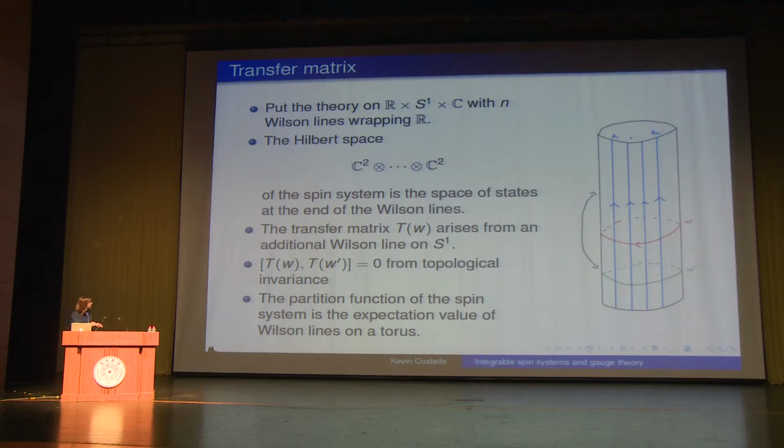And the partition function of the theory is pretty obviously just the expectation value of a bunch of Wilson lines arranged in a lattice on the torus. Okay, so far we've seen how all the main features of integrable spin systems, like the Yang-Baxter equation and the fact that transfer matrices commute, follow in a very simple and formal fashion from the fact that this theory is topological in two directions and holomorphic in one complex direction.